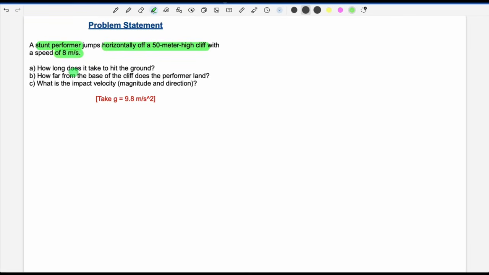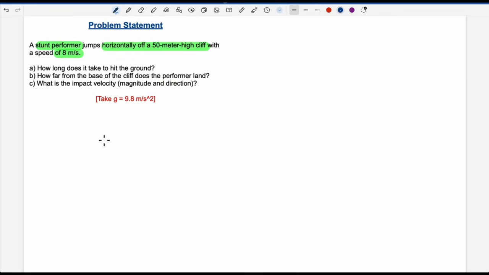We are going to find how long it takes to hit the ground, how far from the base of the cliff the performer lands, and finally and most importantly, what is the impact velocity, that is the magnitude and direction of the velocity with which the stunt performer hits the ground. Will he survive it? Let's find out.